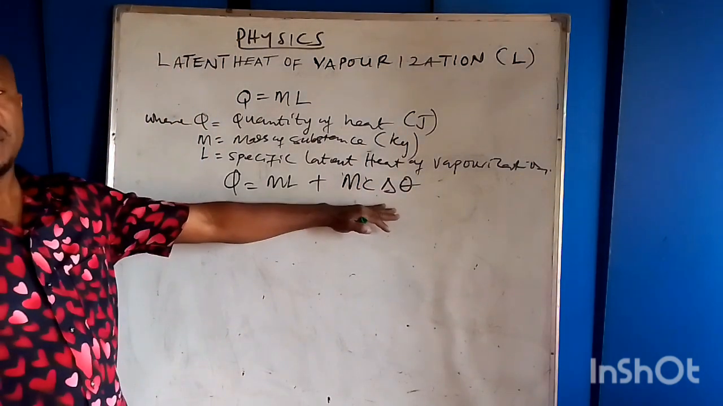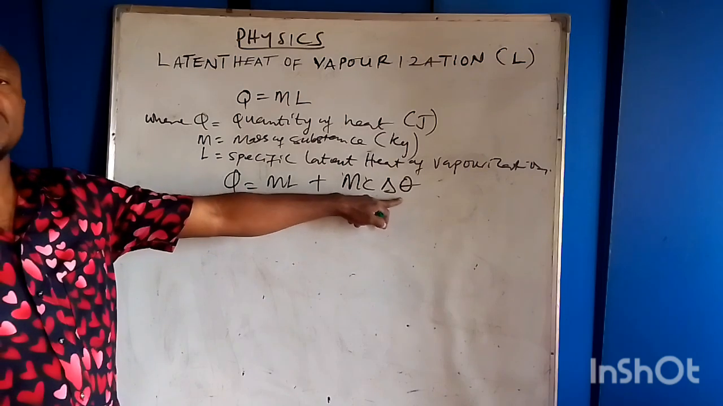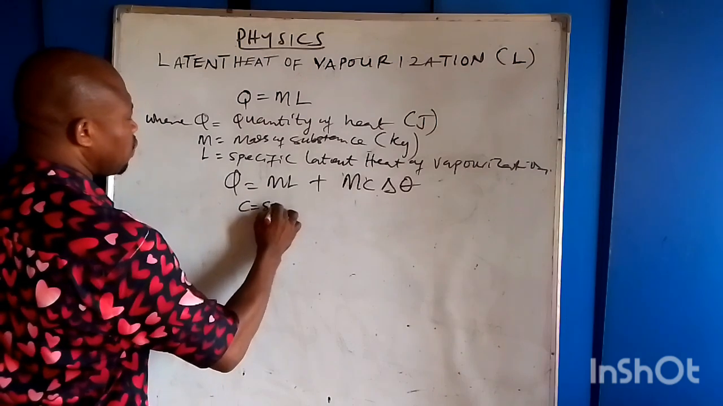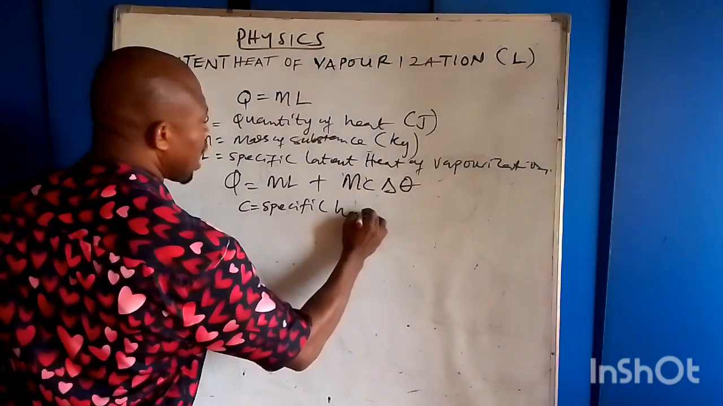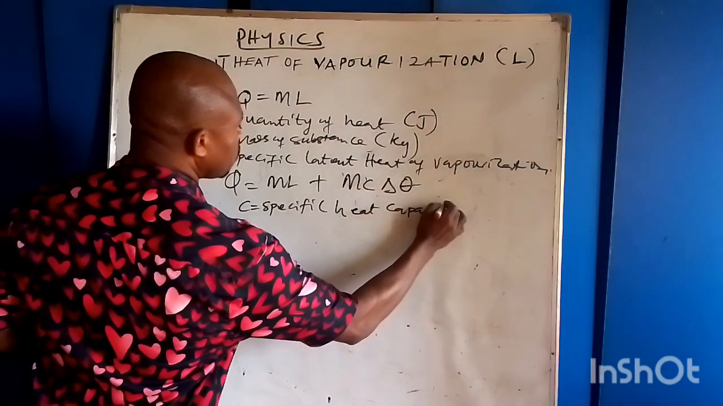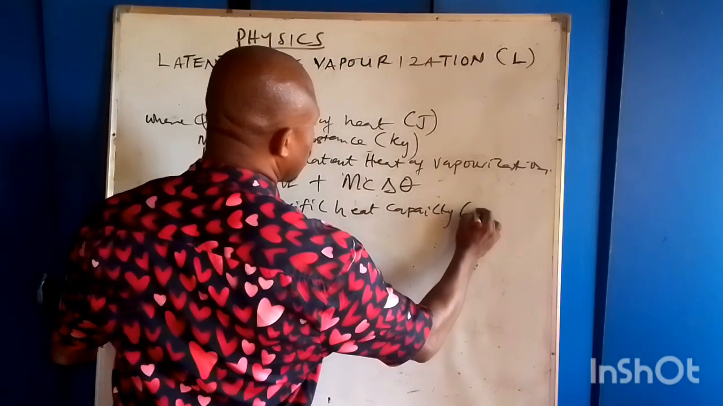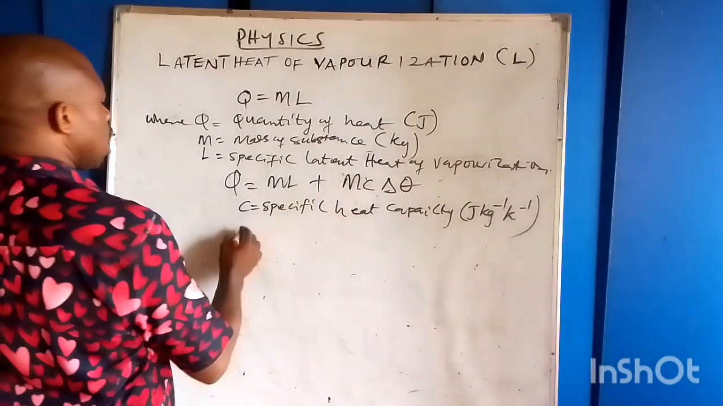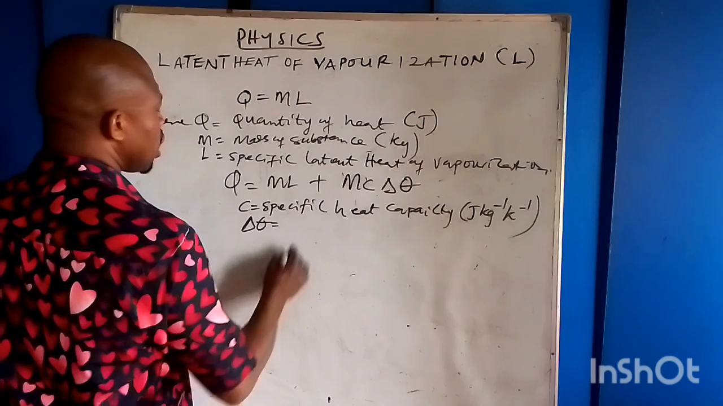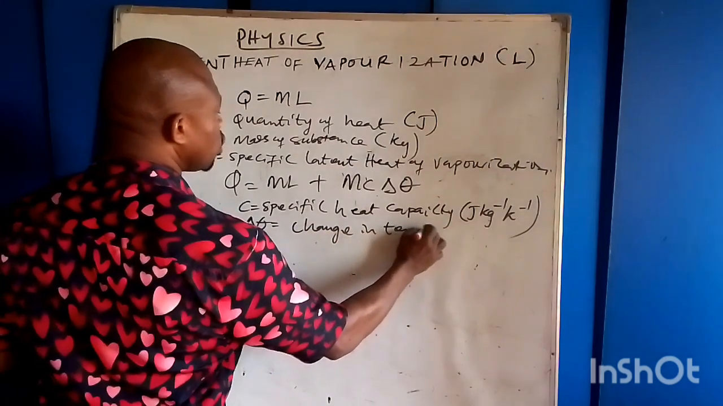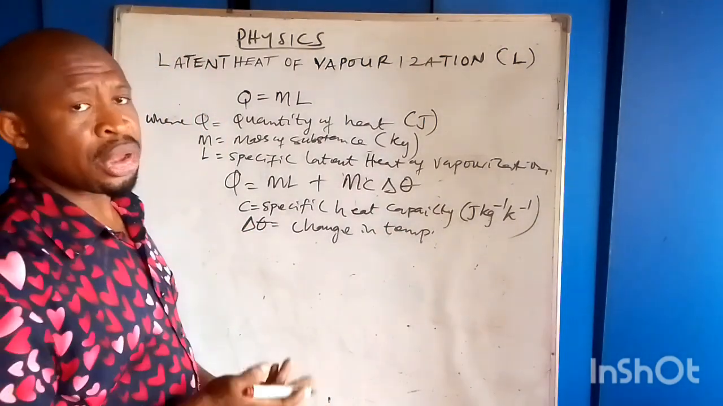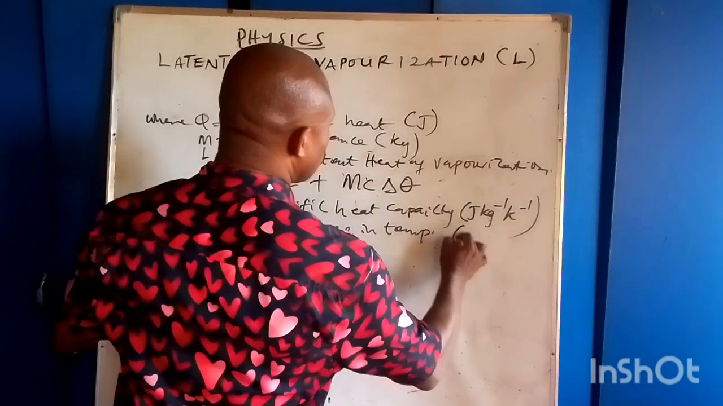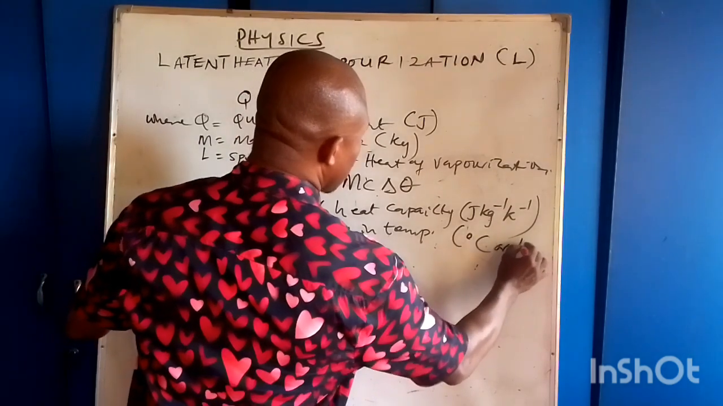Now, at this point, there is a change in state with respect to temperature change. So we have explained Q, m, and L. M is still mass. C is the specific heat capacity, measured in joule per kg per Kelvin. Then delta theta means change in temperature. It can be in degrees Celsius or in Kelvin. Whichever be the case, if it is given in degrees Celsius, do not convert, use it that way. So temperature is measured either in degrees Celsius or in Kelvin.